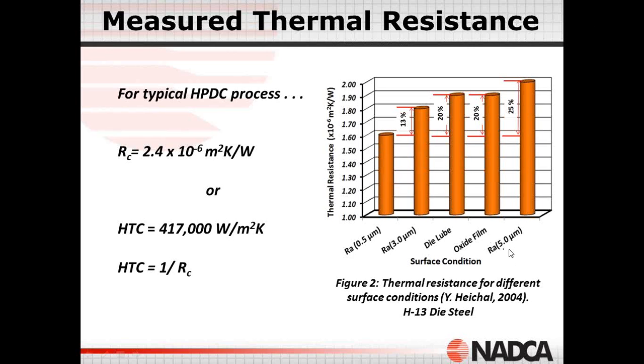Also, if you actually sandblast your die cavity, you'll have an Ra value of about 5 micrometers. And very interesting, that increases the interface resistance by about 25%. When we add up the contribution of all of this for a typical die casting cavity, not this roughened die, but the oxide film, die lube and typical die cavity roughness, we end up with a heat transfer coefficient of 417,000 watts per meter squared K.